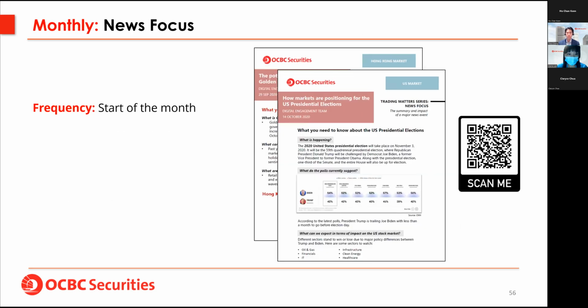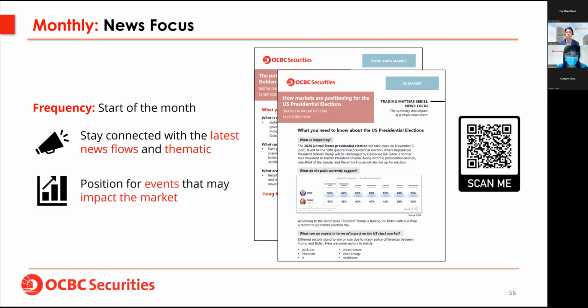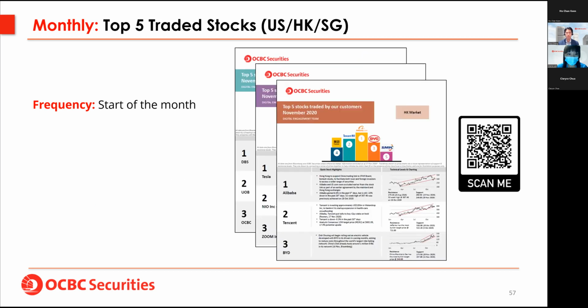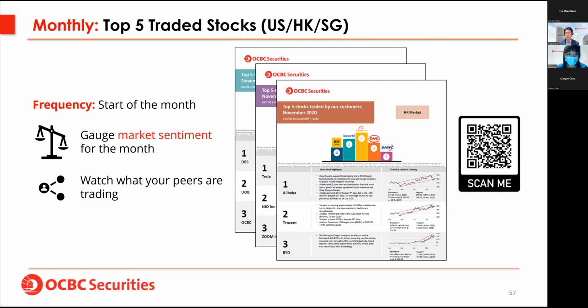For macro view, the team has news focus published at the start of every month. This report helps you stay connected with the latest news flow and thematic. Hence, you get to know the events that may impact the markets. The top 5 report is published at the start of every month too. It helps you gauge the market sentiments for the month. These stocks are top 5 traded in OCBC Securities. Hence, you will be able to watch what your peers are trading.